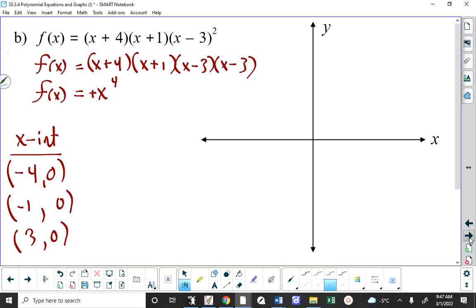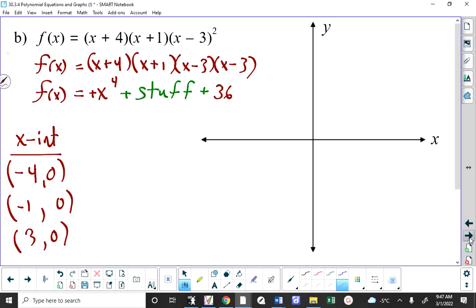We're going to get all this filling, and then what we're going to have is the product of all of the constant terms, which is 4 times 1 times negative 3 times negative 3, which I believe is 36. So we're going to have plus 36. Of course, the 36 is the y-intercept, so it's going to have a y-intercept up here at 36.